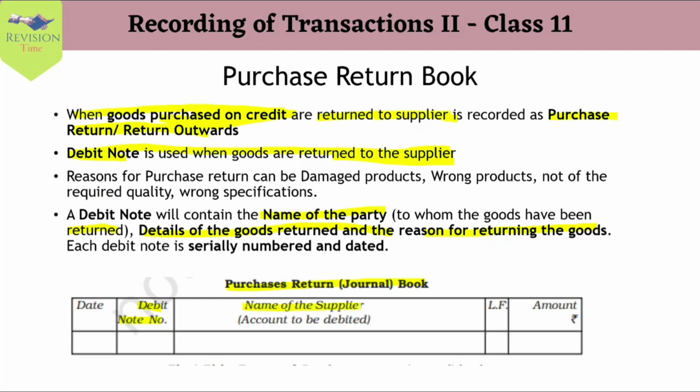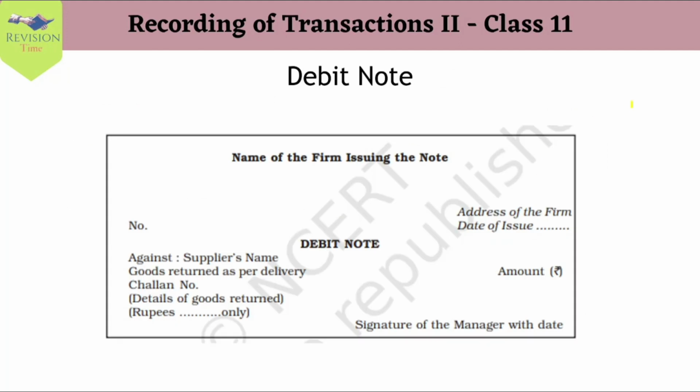Name of the supplier, the account which we are debiting, the supplier to whom we are returning back the goods. Ledger folio and amount of the goods written back. Next, the format of debit note, let us look into that.